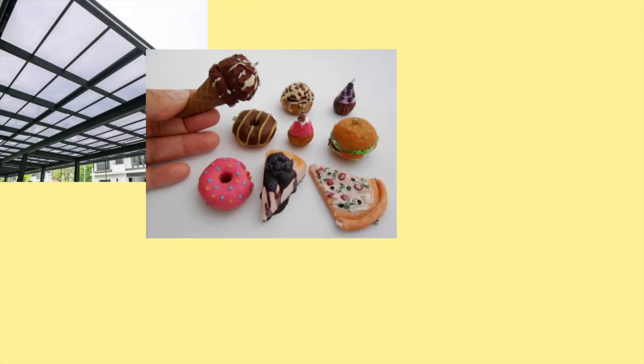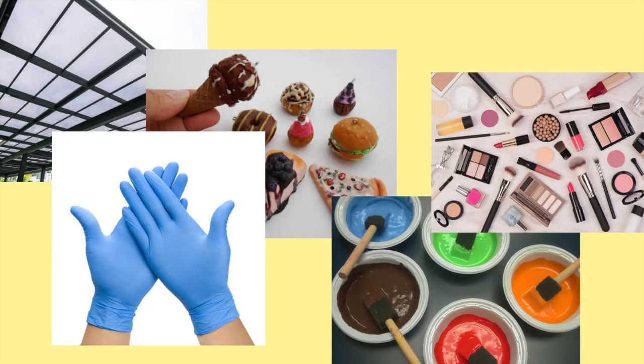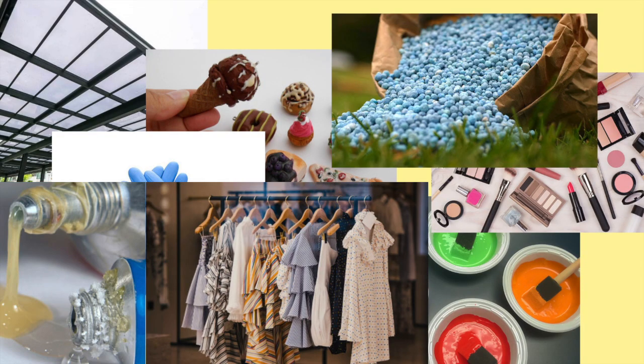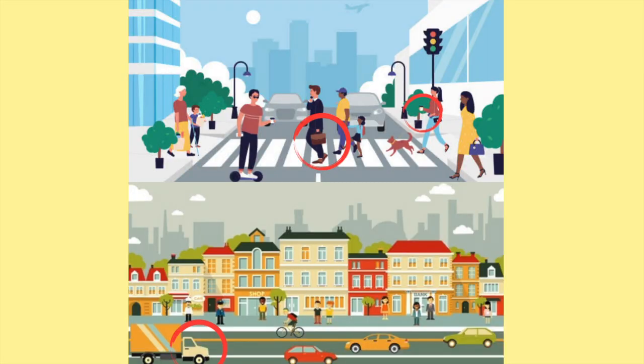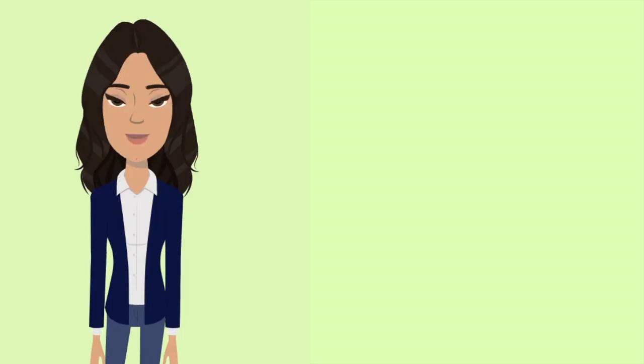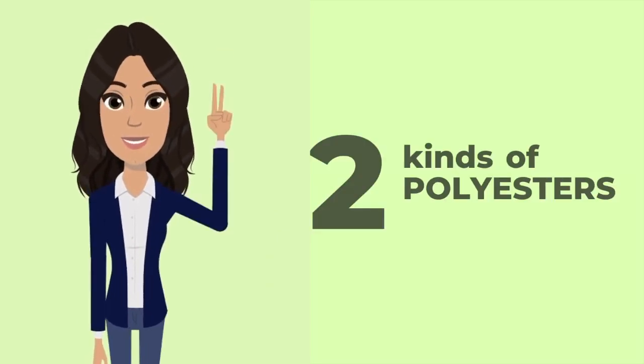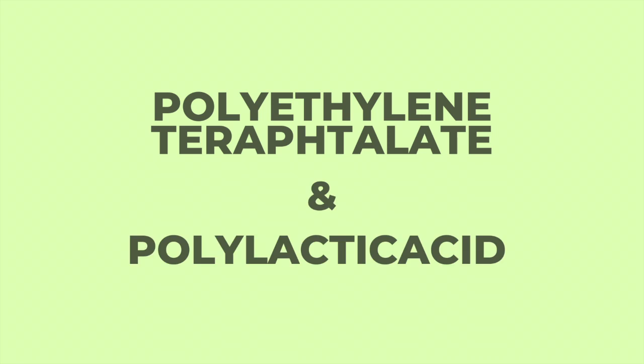Moving on, polymers are used a lot in society. Whether you realize it or not, they have become a part of our everyday life and can be found everywhere. Today, we will be discussing the more common types of polymers, specifically two kinds of polyesters called polyethylene terephthalate and polylactic acid. Let's start with the former.